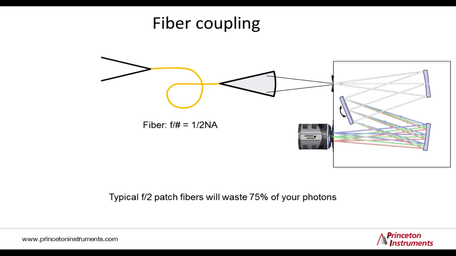However, the input aperture of the spectrograph would be greatly overfilled in this case, because the aperture of the fiber is significantly larger than that of the spectrograph, and in this case, about 70% of the photons would be lost as they are connected to the spectrograph.